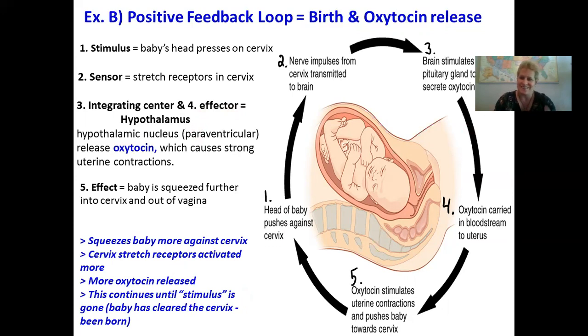All right, so you kind of understand how that happens. It's a positive feedback loop. Now there's a huge difference in the amount of oxytocin released with childbirth. It's a huge amount, and you get really big uterine contractions.